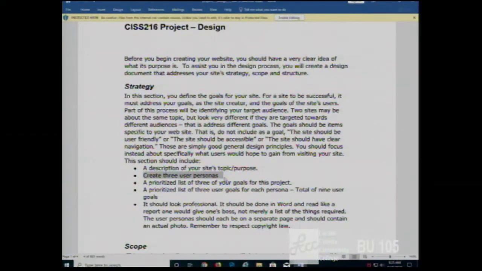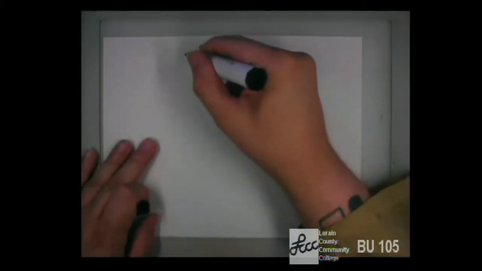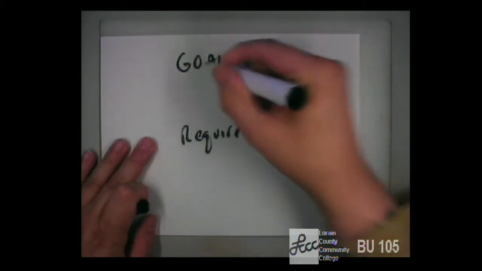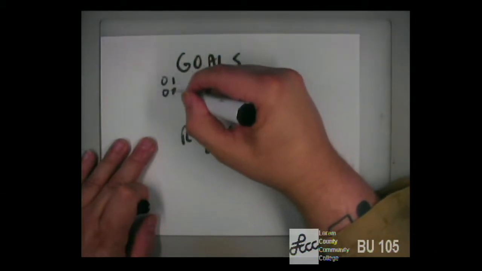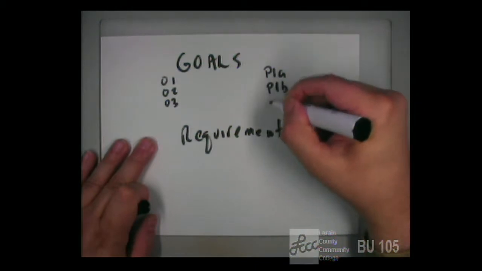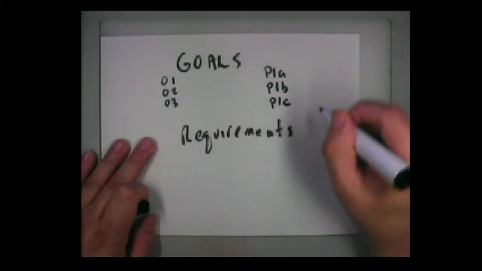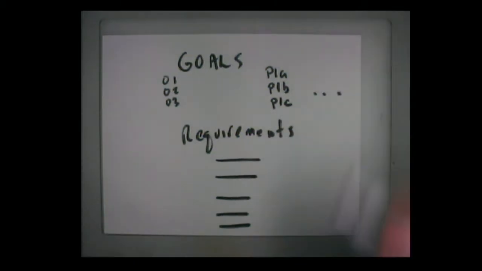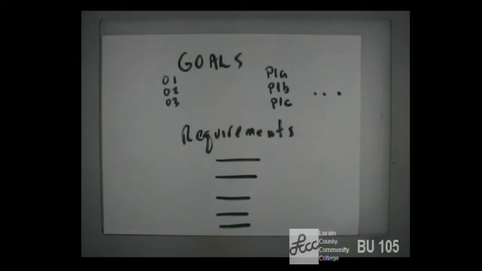So there's a correspondence between goals and requirements. Remember, you have 12 goals. The organization has 3. Each persona has 3. And so on. And then you have a list of requirements. Now, one requirement might help support several different goals.